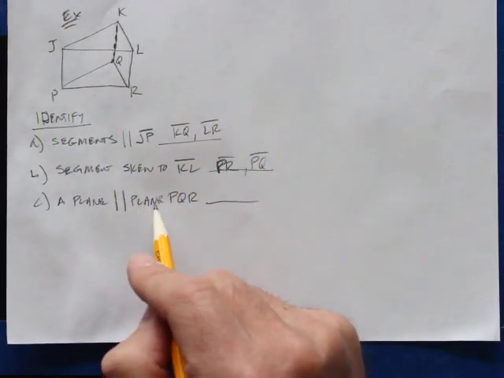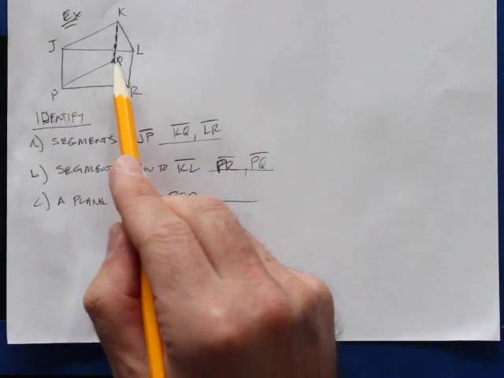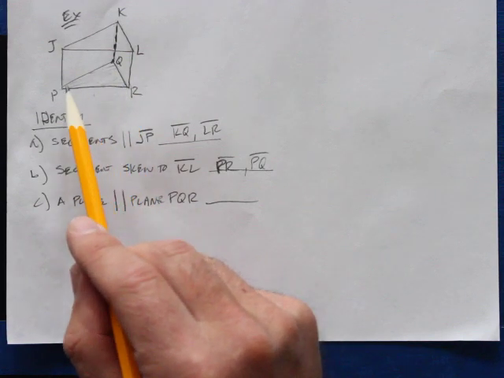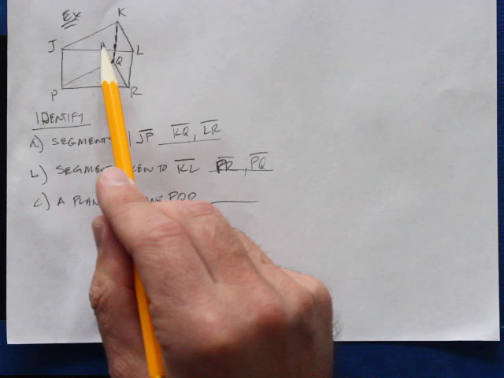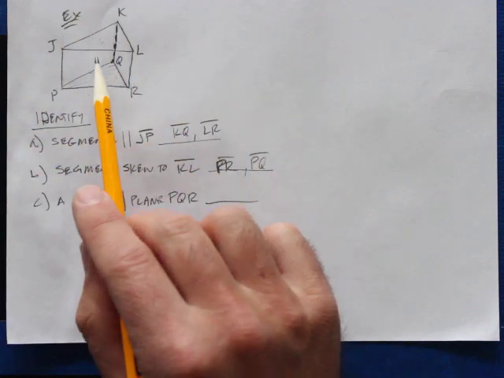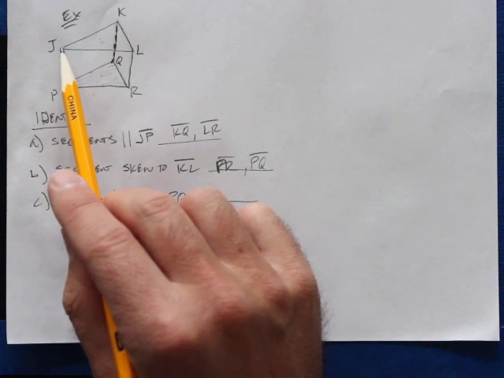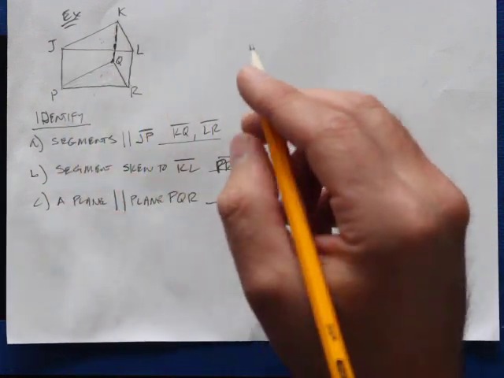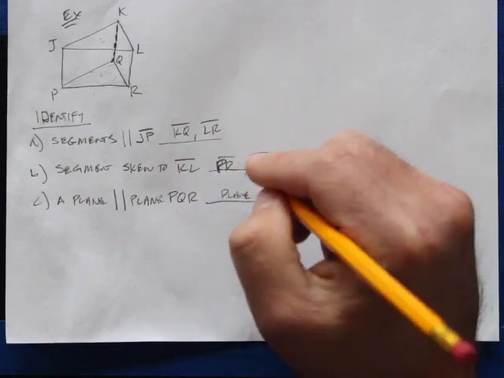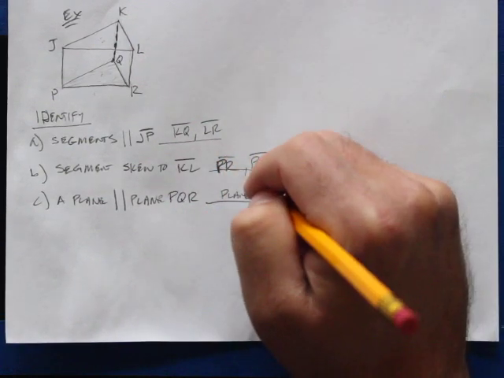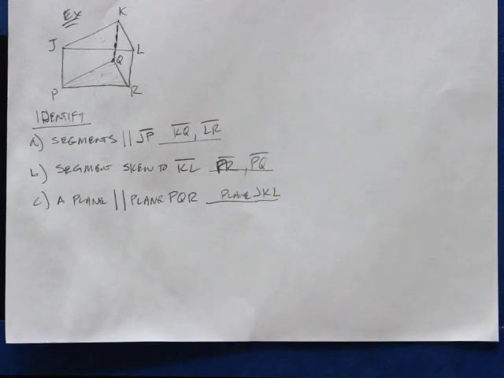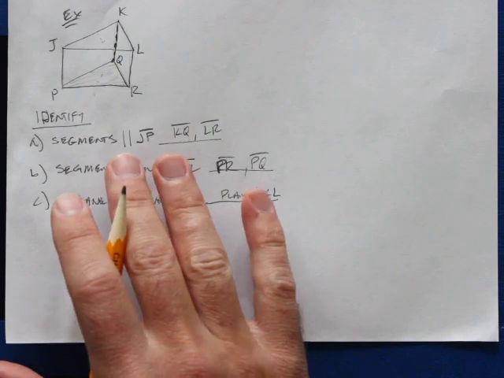Now a plane parallel to plane PQR. So here's plane PQR. The plane that is parallel to PQR is this one that's on top. Notice they're flat in the same way, going the same direction. So plane JKL is parallel to PQR. All right, let's keep moving.